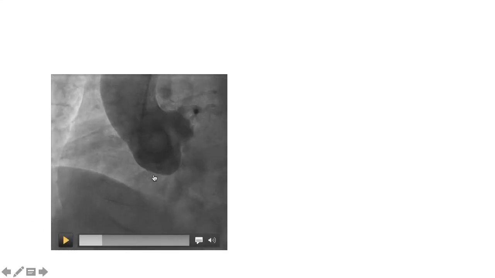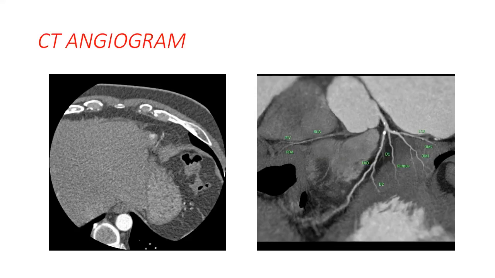As the RCA couldn't be cannulated, they took a non-selective aortogram, which didn't show the RCA origin. So the RCA was not visible in the non-selective angiogram. That's why the patient underwent a CT coronary angiogram.